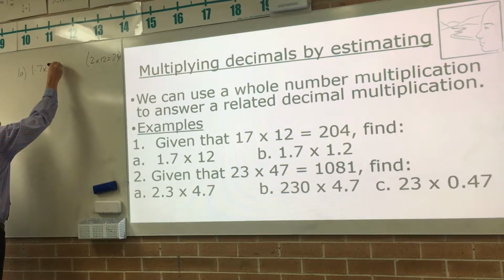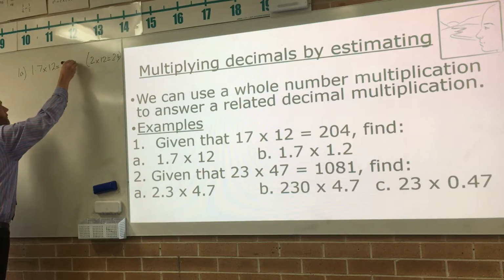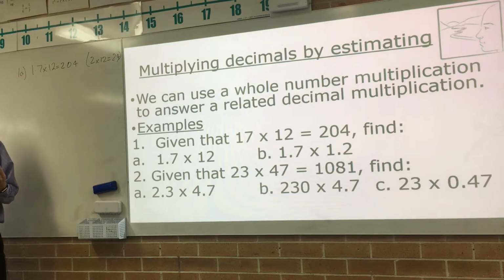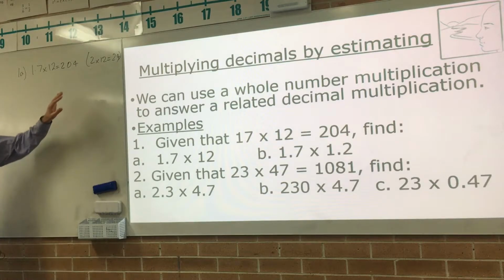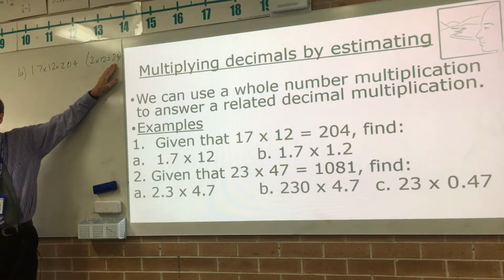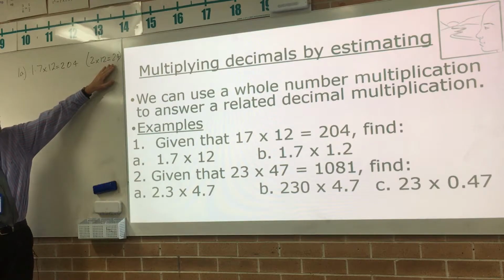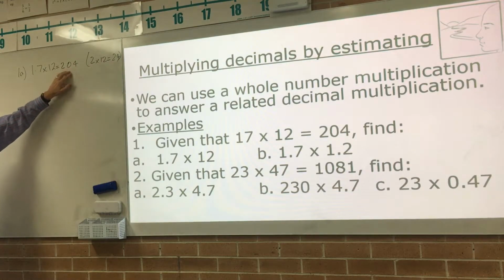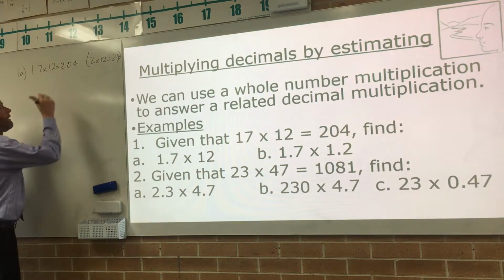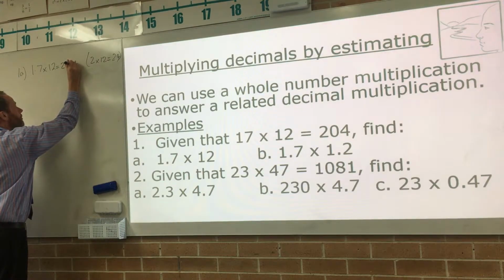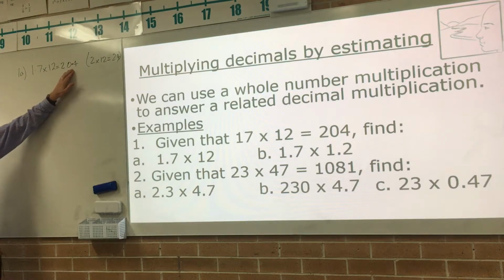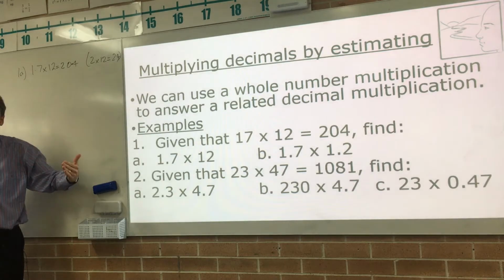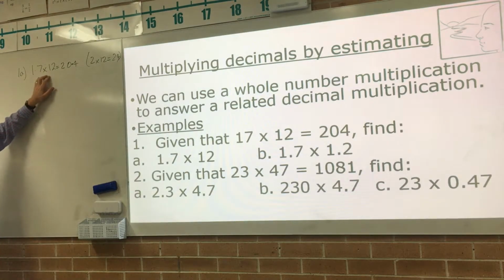1.7 times 12 must be 204 somehow. And if I've already worked out 2 times 12 is 24, 1.7 times 12 must be close to 24. So to make this number close to 24, if I put a decimal point there, it becomes 20.4. That's now super close to 24. So 1.7 times 12 must be 20.4.